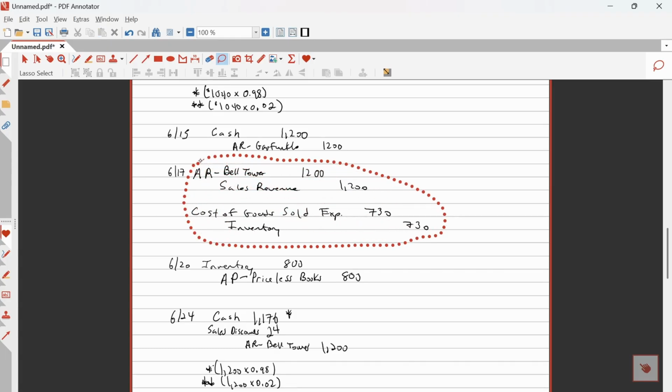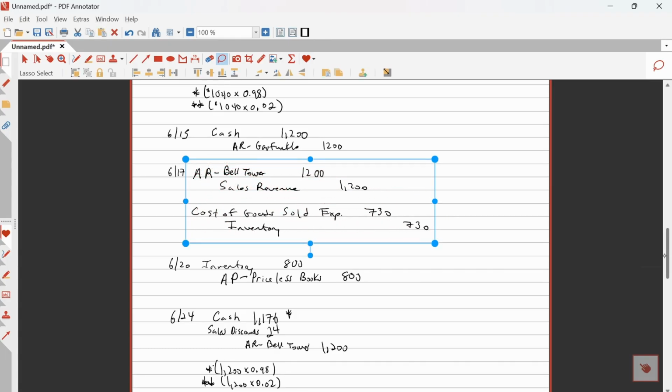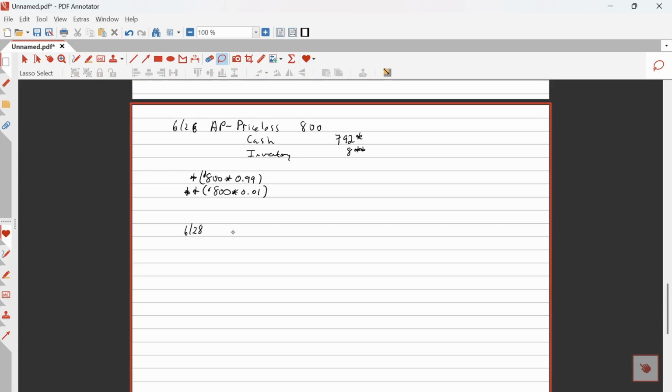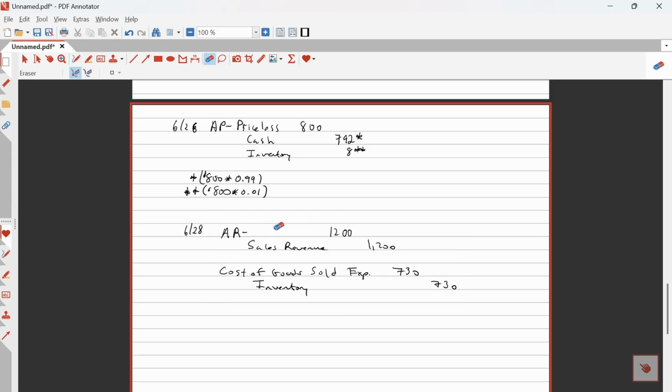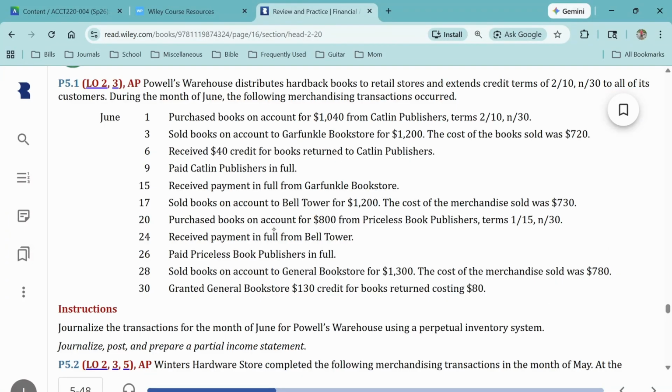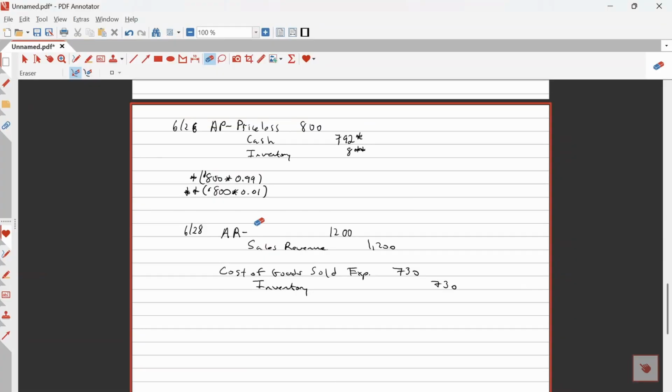So I'm going to copy and paste this. So the person we have an account receivable with now is General Bookstore. And the amount is $1,300 and the cost is $780. So it's $1,300, $780. That's the 2 journal entries we make on the 28th.